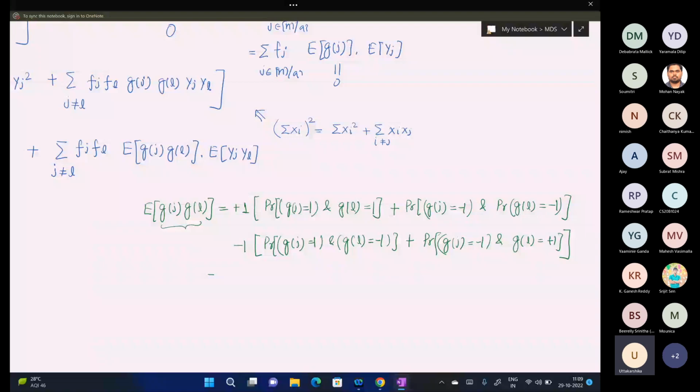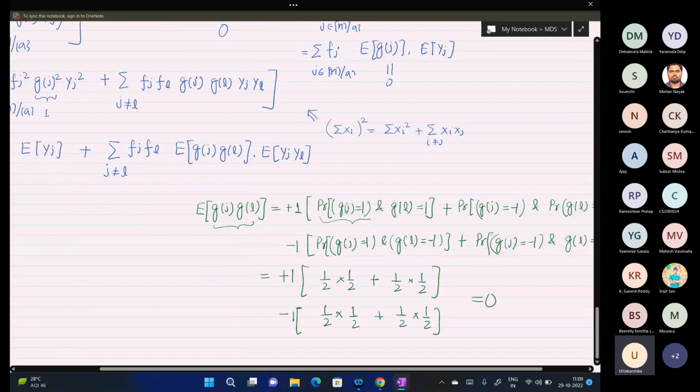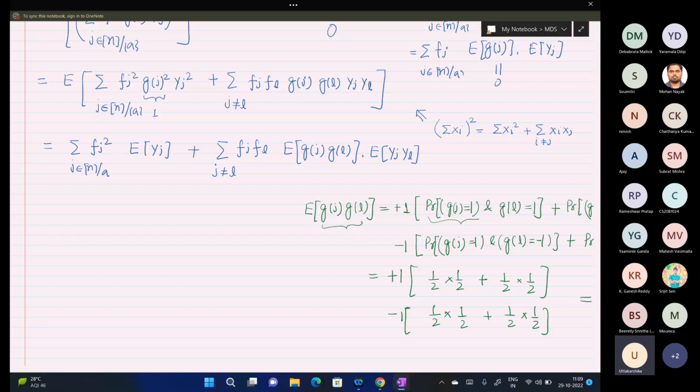What is the probability for this? gj takes value +1, half. This is again half, right? Plus this is again half, this is again half. Similarly, for -1 we again get 1/2, 1/2, plus 1/2 and 1/2. So overall it is 0, right? So that's how we used this hash function g, so that this kind of term gets cancelled out and we get an unbiased estimator. So this is 0, right?